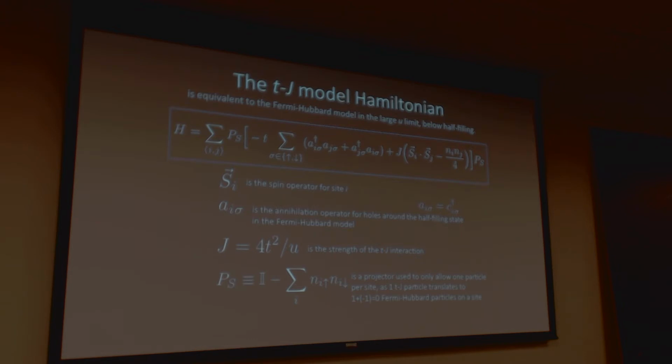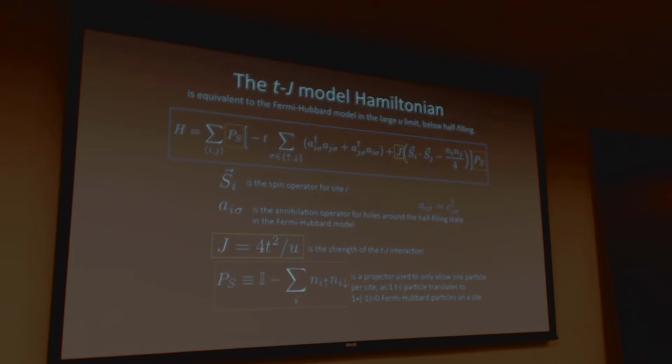I'll point out that we're going to be looking at this perturbatively, where the strength of the t-J interaction gets smaller as the U parameter in the Fermi-Hubbard model gets bigger. That's, as I said, the limit that we're interested in. I'll also point out that there's this extra projection on either side of the Hamiltonian that basically disallows having two particles on the same site. I'll just mention this in passing.